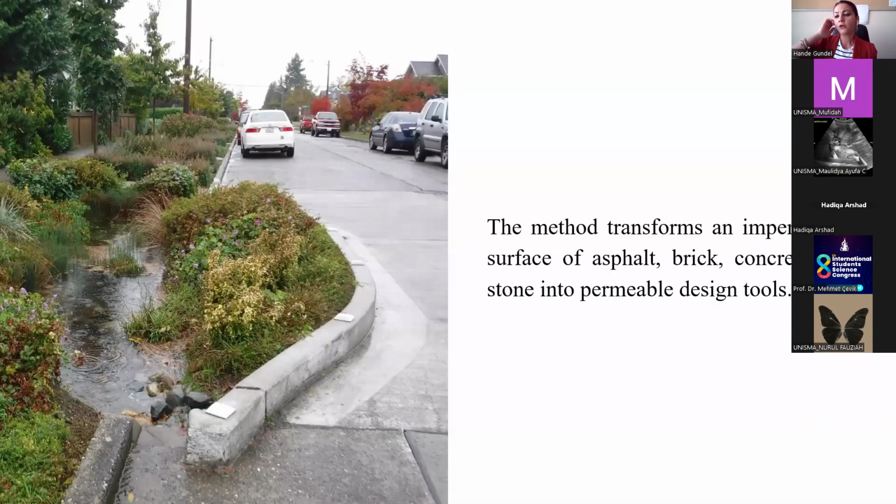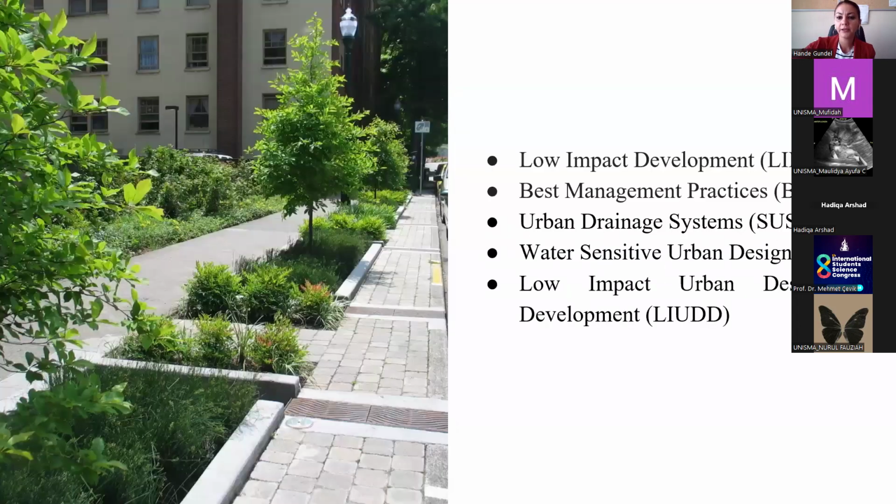Flooding, one of the main consequences of climate change, is the biggest challenge for cities. Therefore, areas with high building density need to be transformed, and especially rainwater needs to be used efficiently. The term green infrastructure in the literature is commonly referred to as low impact development, best management practices, urban drainage systems, water sensitive urban design, low impact urban design and development.